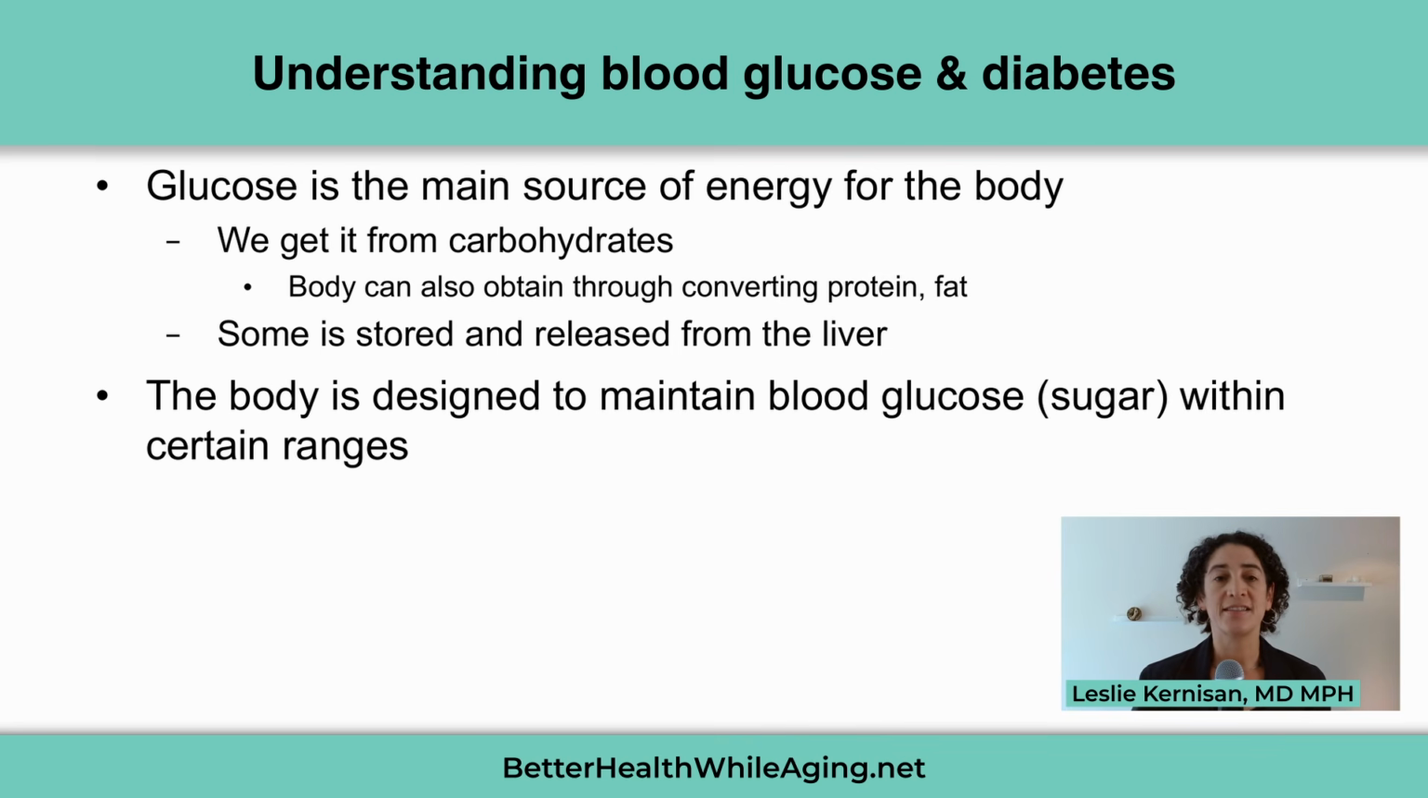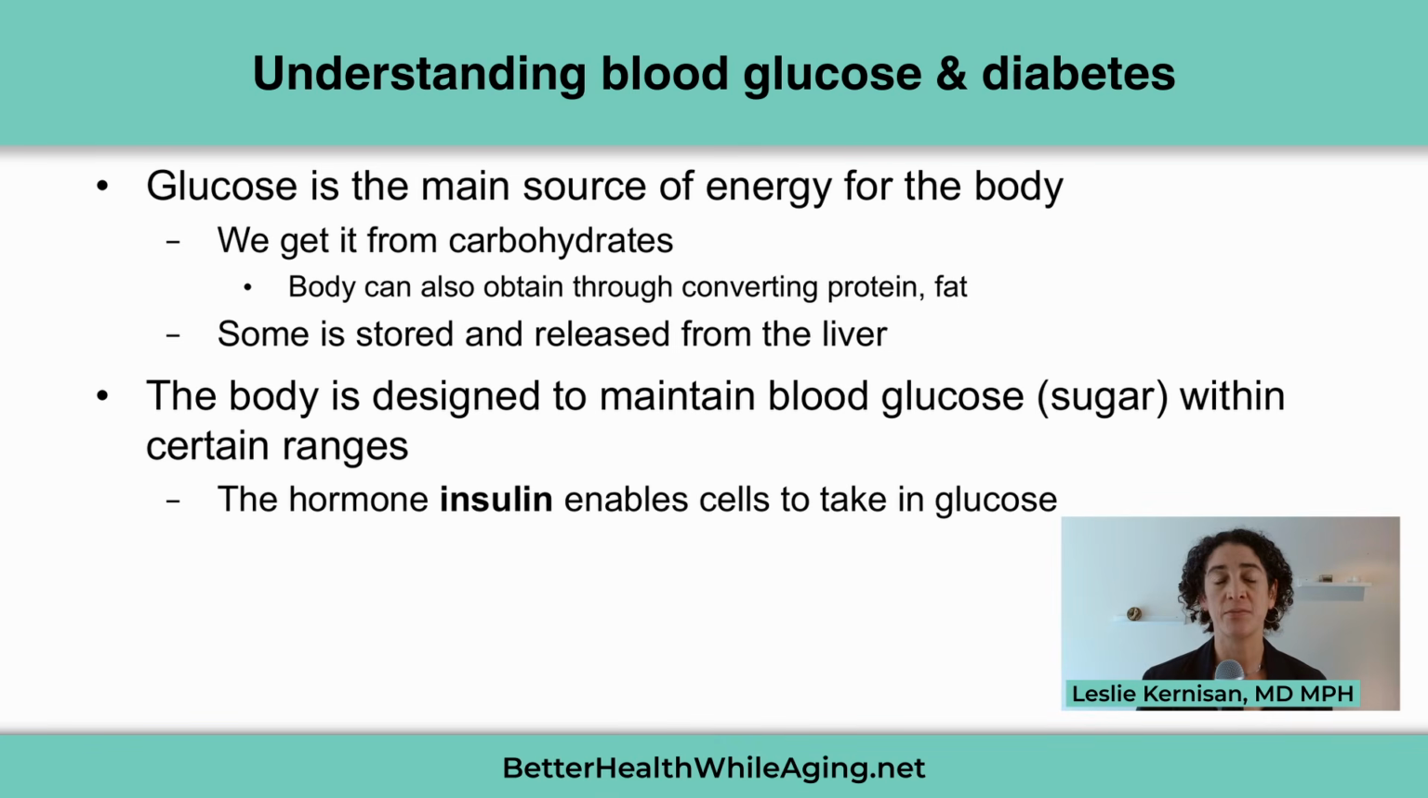And the body is designed to maintain your blood glucose levels within certain ranges that make the glucose available to your cells when they need it. And to do this, it really relies on a hormone called insulin. When your cells need to take in glucose, the body releases insulin, and that helps your cells take the glucose from the bloodstream into the cells.